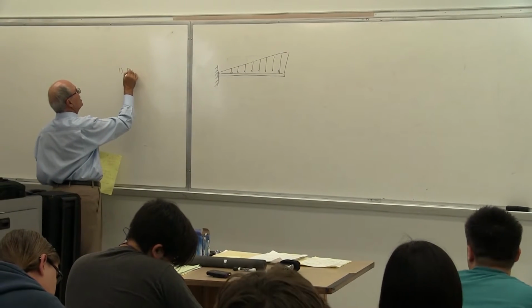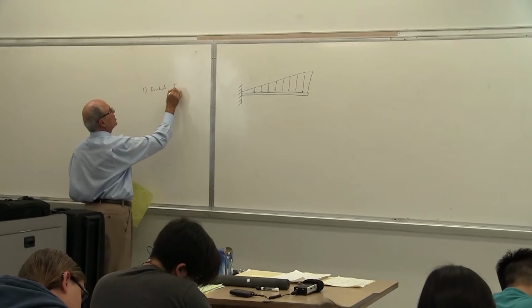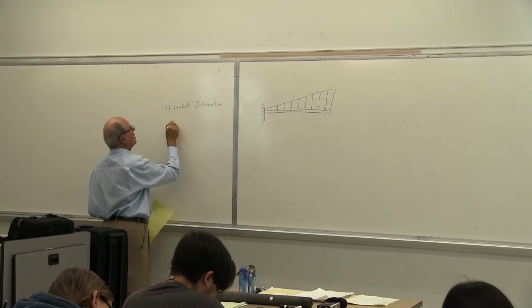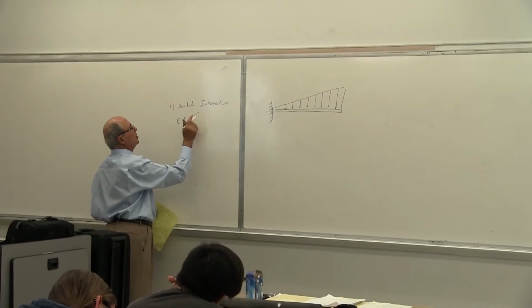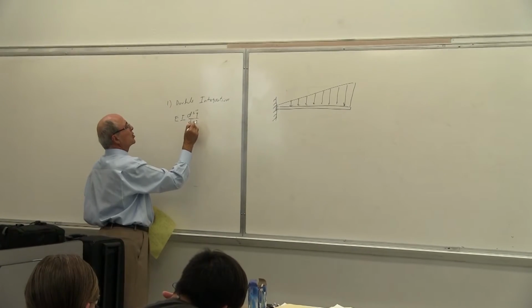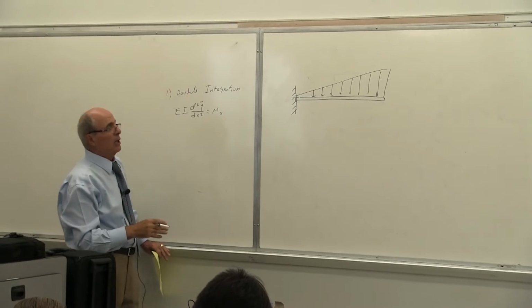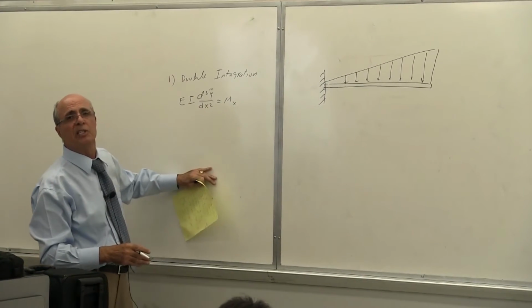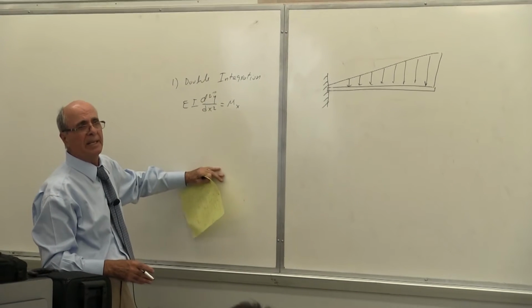One is double integration. Is that correct or not? Double integration, just let's summarize that. Double integration was when we write EI d2y over dx squared equal to M as a function of x. This is review. So when we did that, we have two integrations. One gives me theta, the other one gives me y. Yes or no? Slope and the deflection.